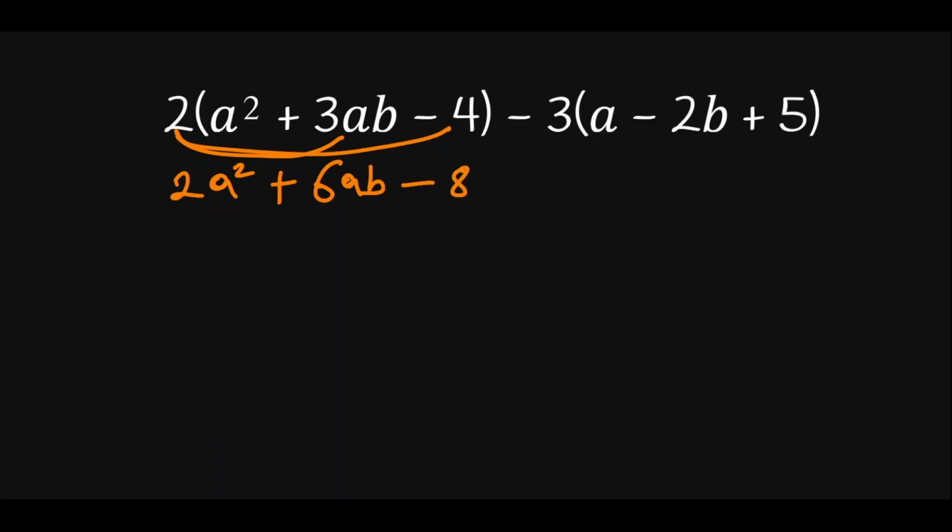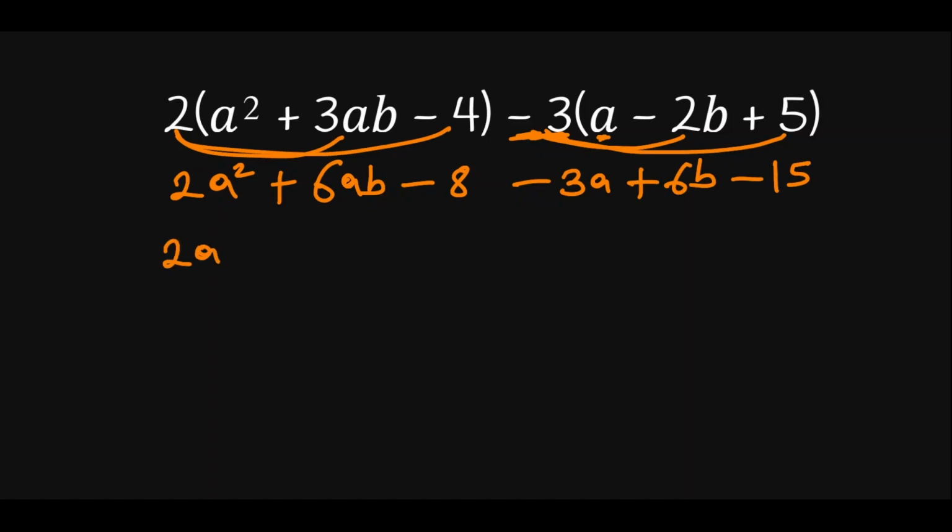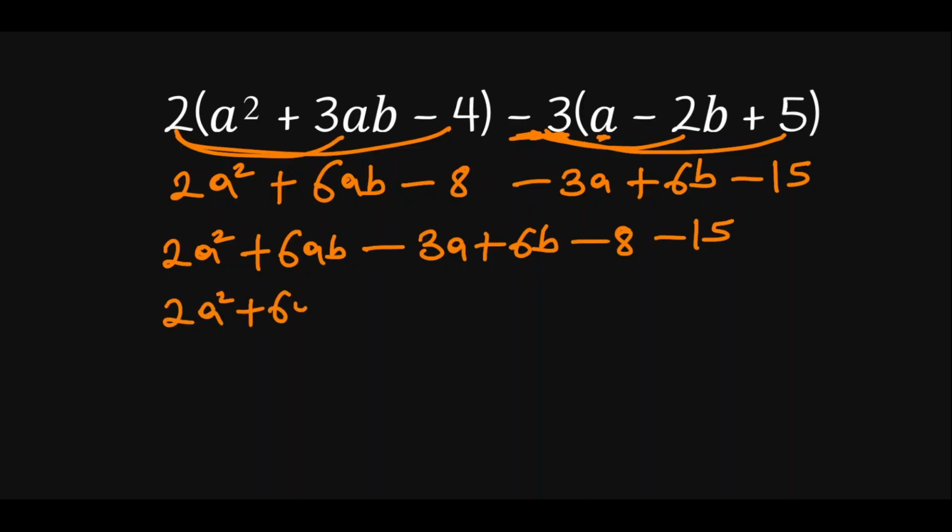minus 8. Now on this other side, minus 3 times a. Remember the operator, please. Minus 3 times a is minus 3a. Minus 3 times minus 2b is plus 6b. And then minus 3 times plus 5 is minus 15. If we now collect like terms, it gives us 2a squared plus 6ab minus 3a plus 6b minus 8 minus 15. So that gives us 2a squared plus 6ab minus 3a plus 6b minus 8 minus 15 is minus 23. So this becomes the final answer.